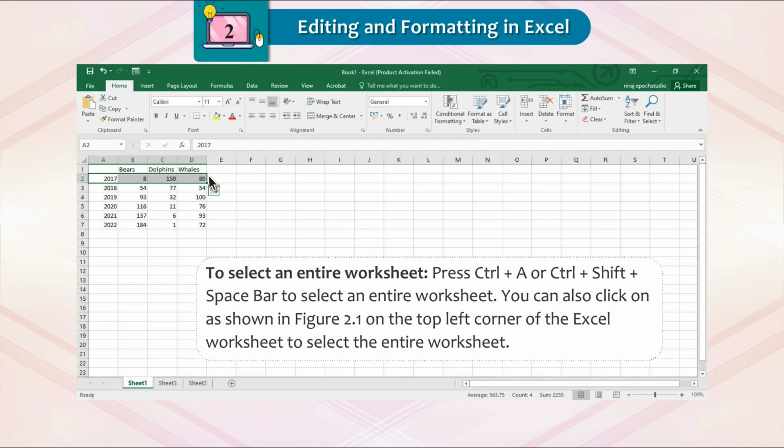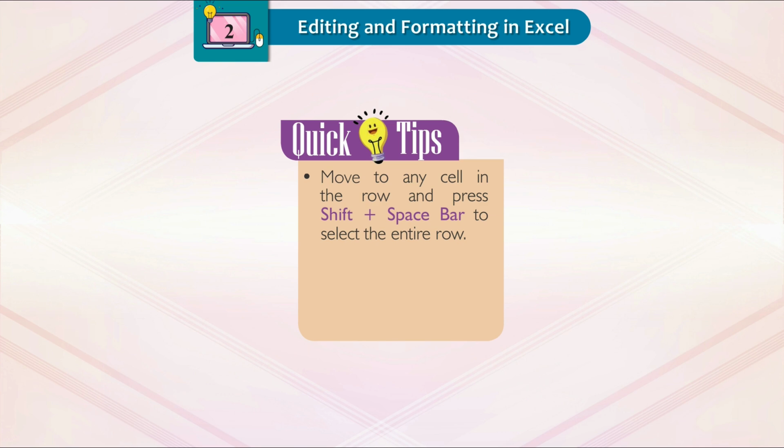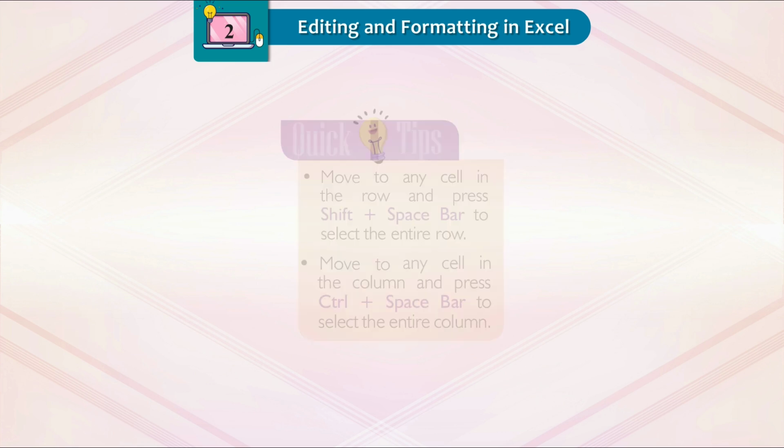To select an entire worksheet, press Ctrl plus A or Ctrl plus Shift plus space bar to select an entire worksheet. You can also click on, as shown in figure 2.1, the top left corner of the Excel worksheet to select the entire worksheet. Quick tips. Move to any cell in the row and press Shift plus space bar to select the entire row. Move to any cell in the column and press Ctrl plus space bar to select the entire column.